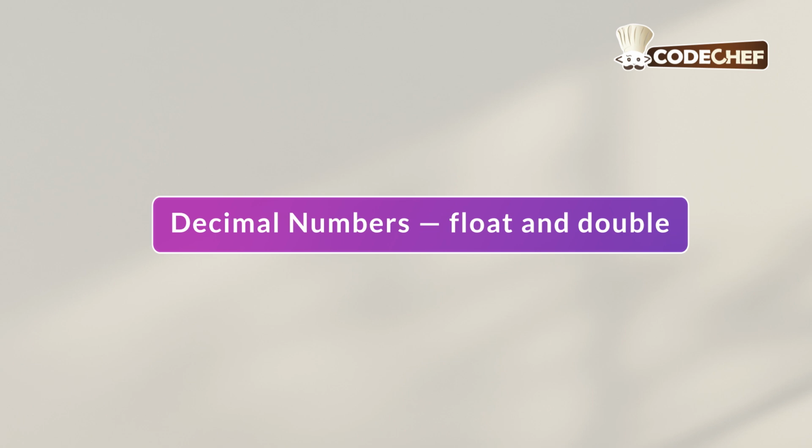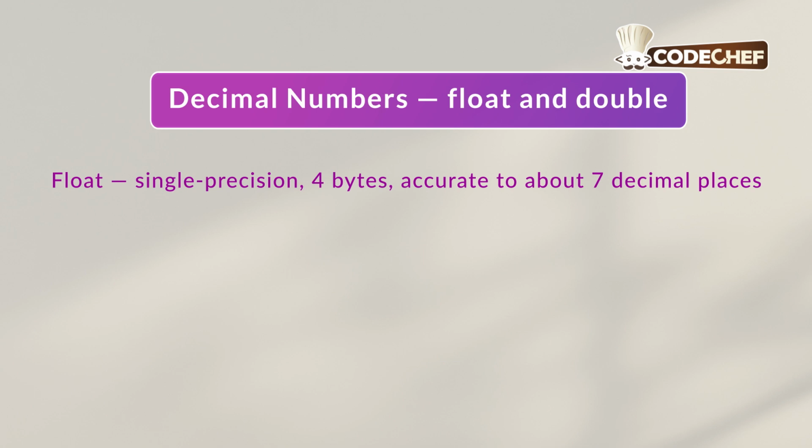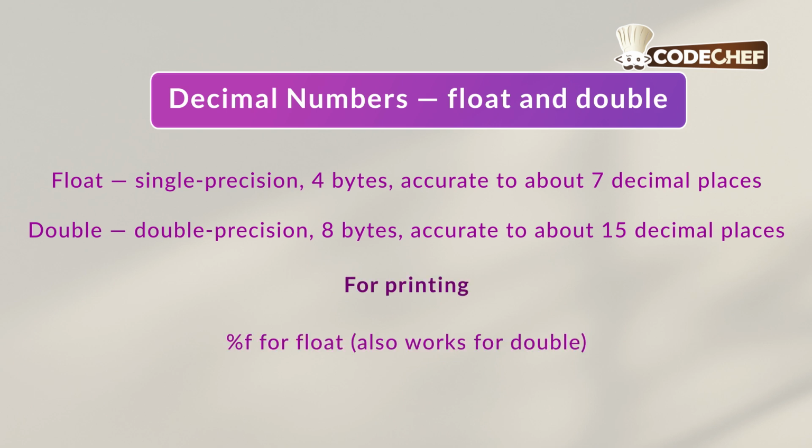So far, we have only worked with whole numbers. What if you need decimals like prices, measurements, or scientific calculations? C has 2 data types for decimal numbers: float, single precision, 4 bytes, accurate to about 7 decimal places, and double precision, 8 bytes, accurate up to 15 decimal places. %f is for float and also works for double, and %lf for double, which is more explicit, is used for printing.